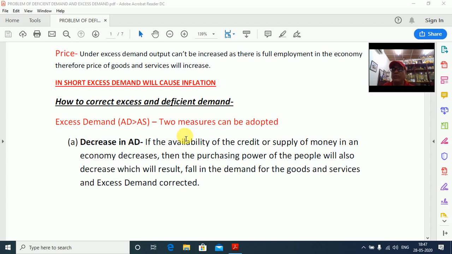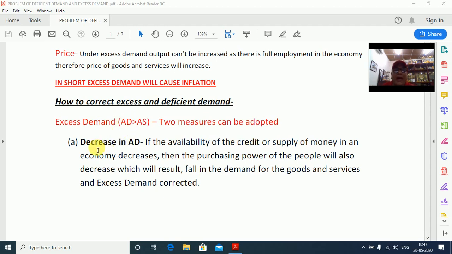There are two possibilities: either decrease the aggregate demand or increase the aggregate supply. Aggregate demand is more than aggregate supply. How to bring equality between these two, AD and AS? First way is, let us reduce the aggregate demand. And how can we reduce the aggregate demand? Aggregate demand means demand for goods and services. So why is demand for goods and services more? Let us look into it. It means the people have more money in their pocket.